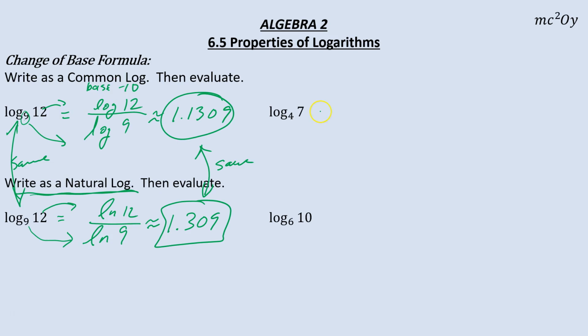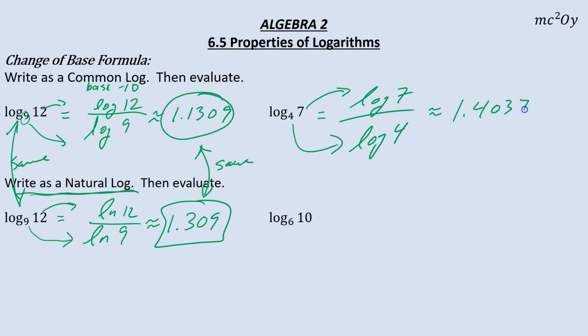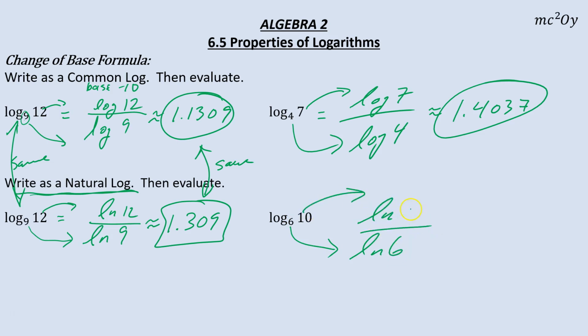Okay, we'll go to common log again here. So this is going to be log of 7 over log of 4. We divide those, we get 1.4037. Now if I'm going too fast, then pause it here. Natural log, just now natural log of 6 and natural log of 10. Do the math, 4.12 and 6.